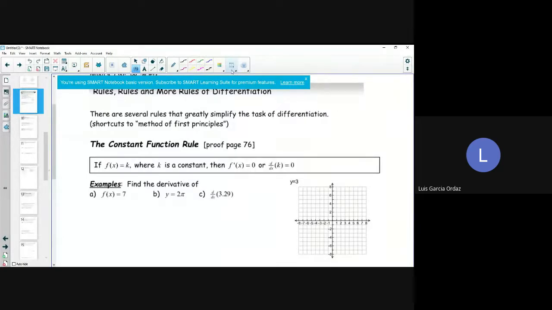All right. So there are several rules that greatly simplify the task of differentiation. Limits is a way of differentiation, except it's a very tedious and long way of doing it. So we have some basic rules. So the constant function rule. If f of x is equal to a constant, then the derivative of f of x is equal to 0, or d over dx of k is equal to 0.